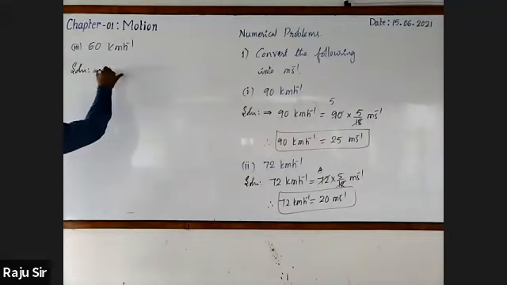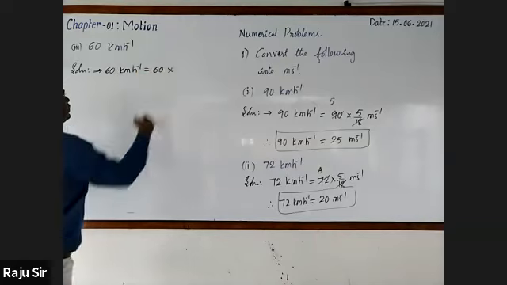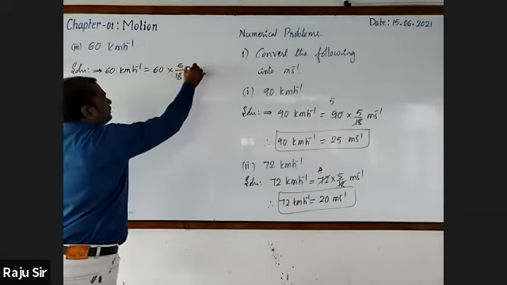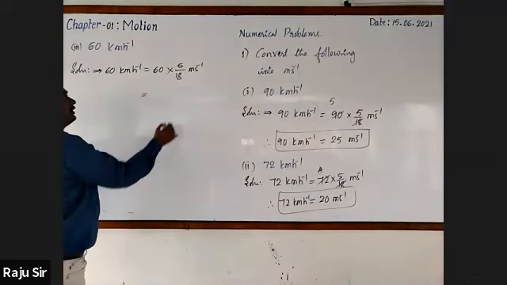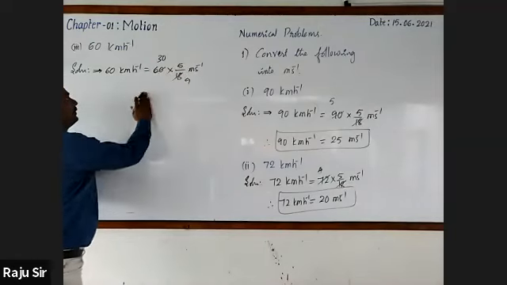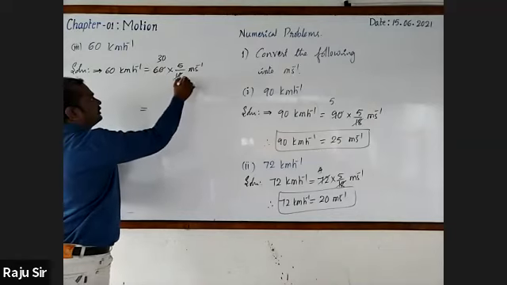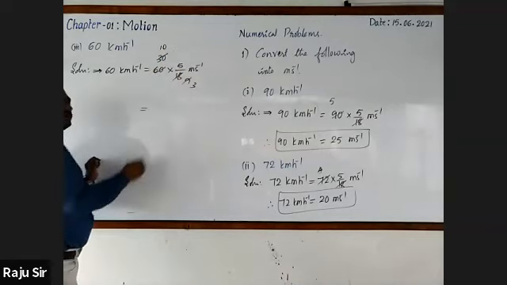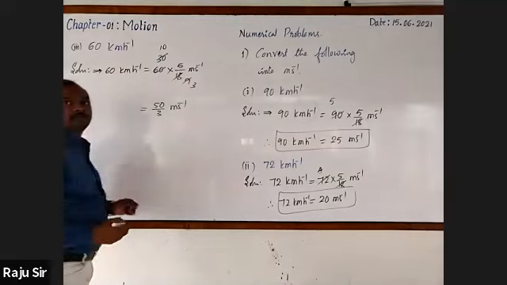60 kilometer per hour is equal to 60 into 1 kilometer per hour, which is 5 by 18 meter per second. Now go for cancelling. 2 9s are 18, 2 30s are 60. 3 3s are 9, 3 10s are 30, 10 5s are 50. 50 by 3 meter per second.